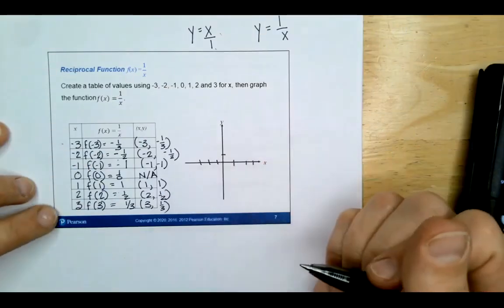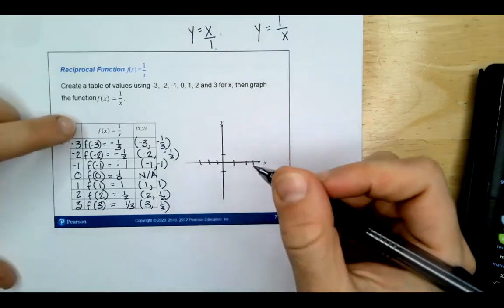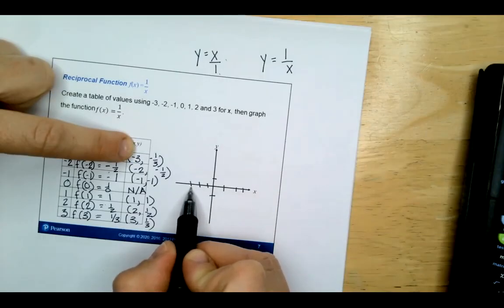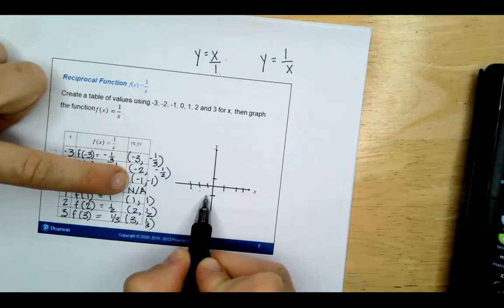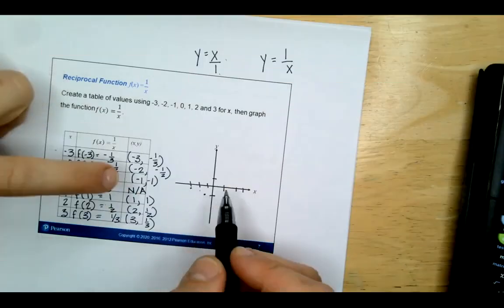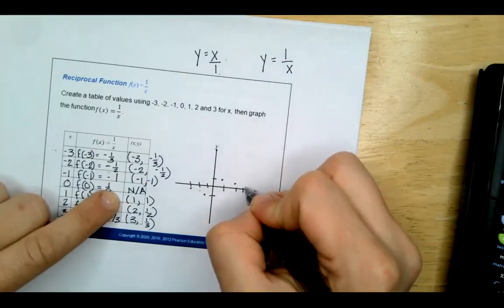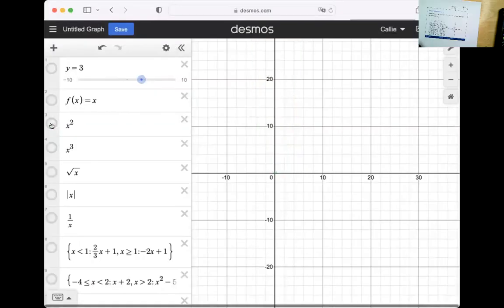I think the biggest you go on y is 1. I guess -1. All right, from -3, -1/3, -2, -1/2, -1, -1, 0 doesn't exist, 1, 1, 2, 1/2, 3, 1/3. This is an interesting graph. Okay, let's look at it in Desmos. So we saw that one, we saw that one.